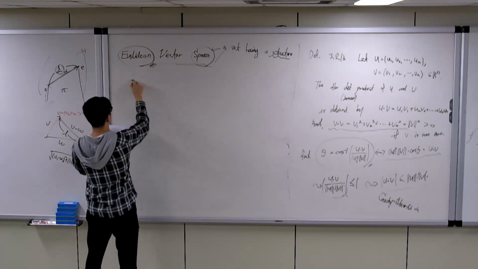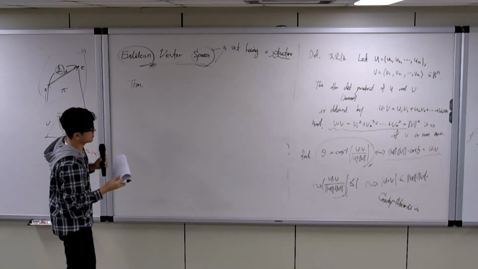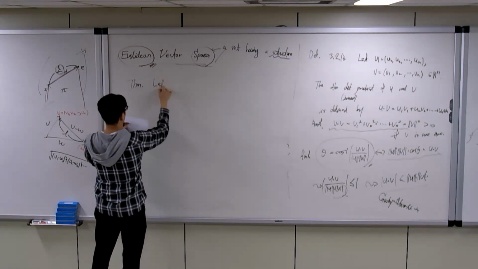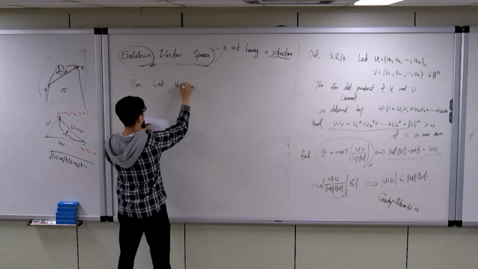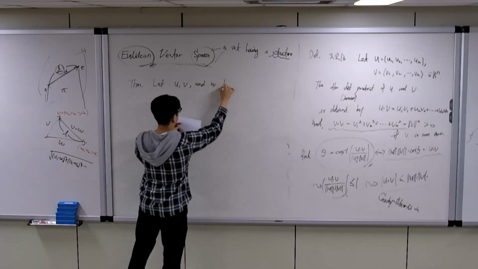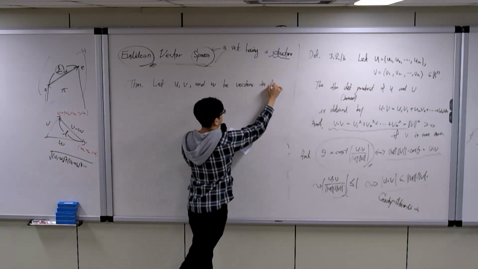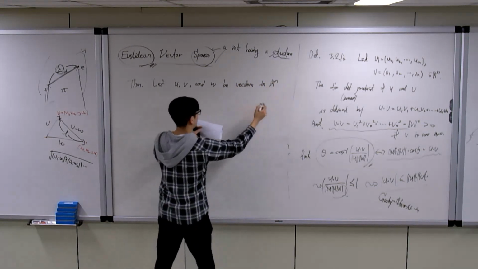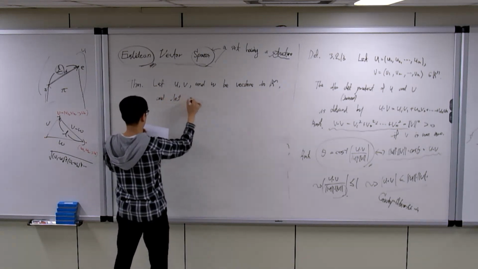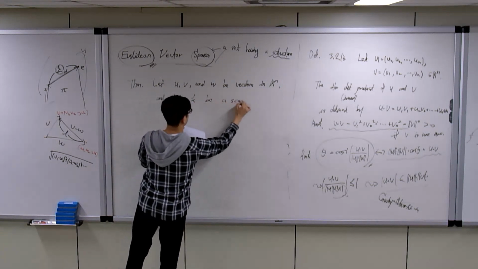Let me check the properties of the inner product. So let u, v, and w be vectors in R to the n, and let k be a scalar.